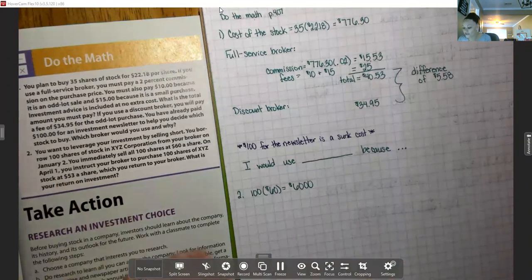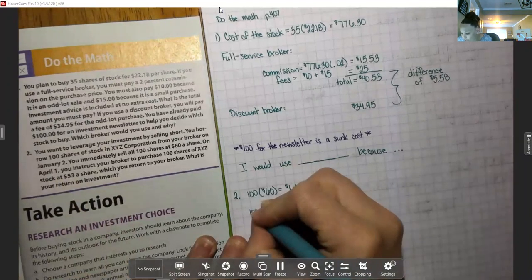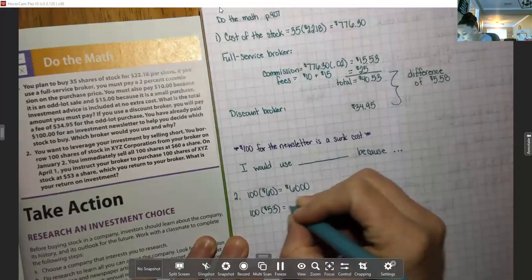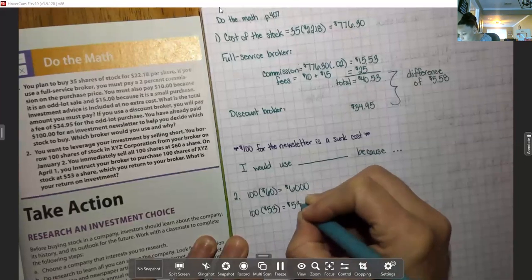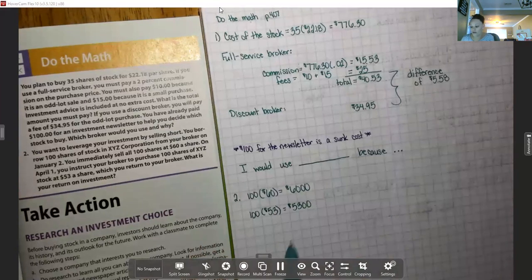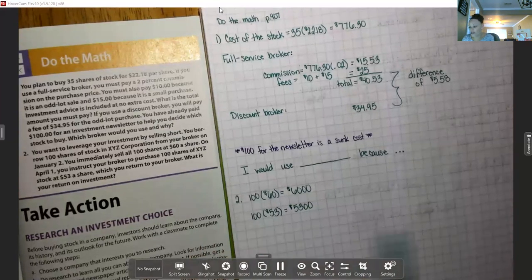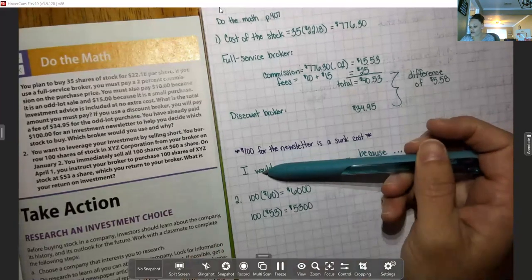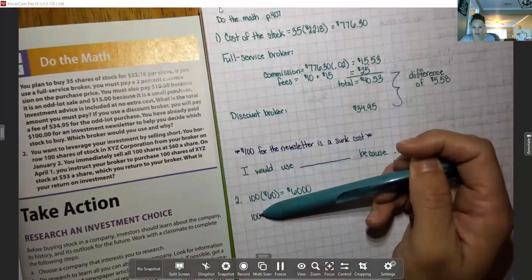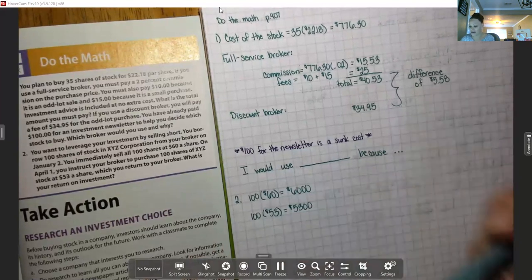So on April 1st, you decide to buy 100 shares at $53. And it cost you $5,300. You buy these shares and then you give them back to your broker. So again, the broker gives you 100 shares, you sell them. A little while down the road, you buy them back, and then you give them back.